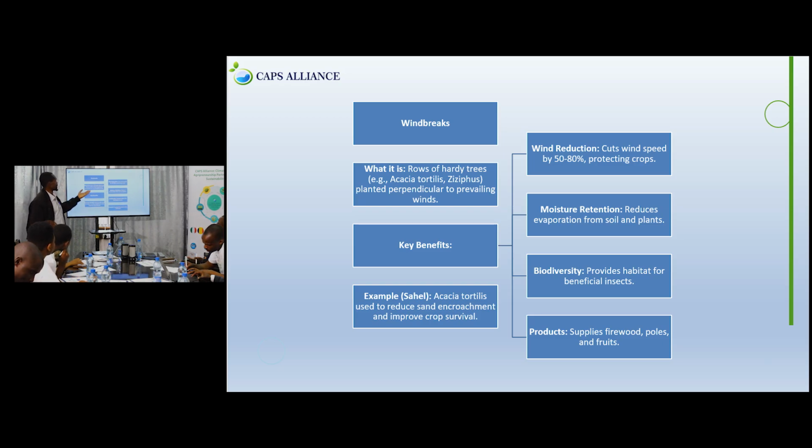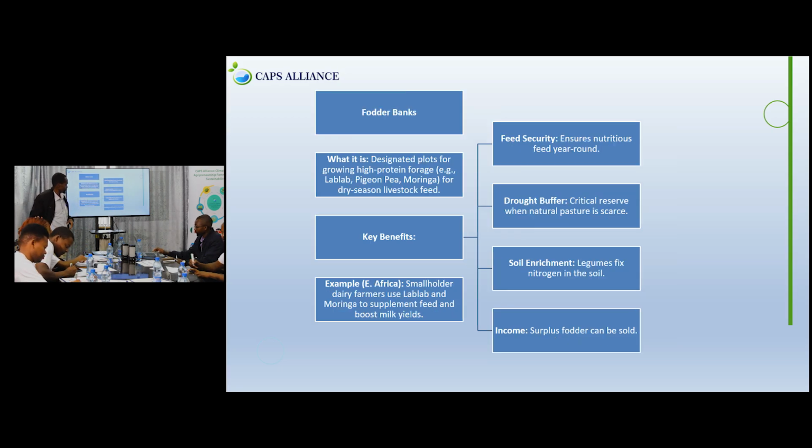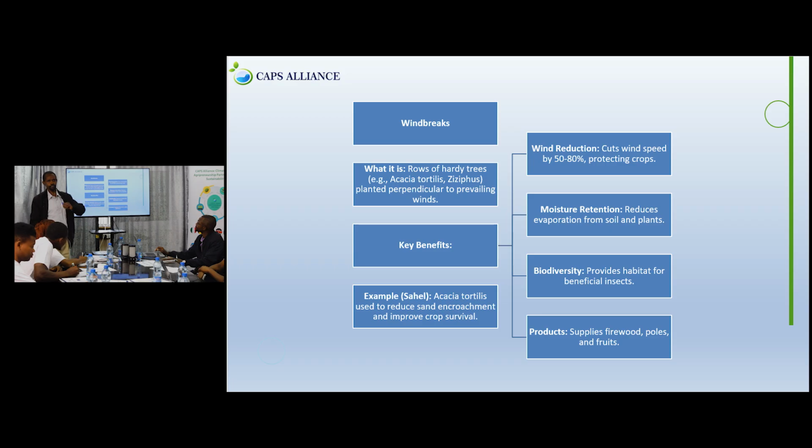Windbreaks, we need to have trees, even within the farm. We have trees around the fence to act as windbreakers and also reduce loss of precipitation. Next, before that, maybe we need to ask about semi-arid and arid regions. Some of the main trees that we have in arid regions are mainly Acacia tortilis.